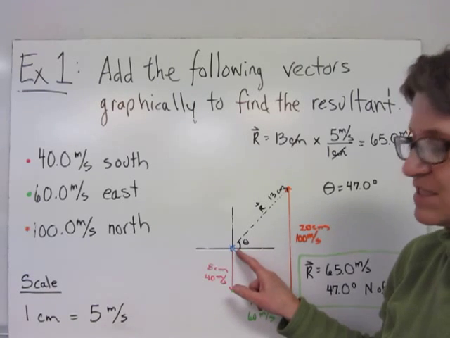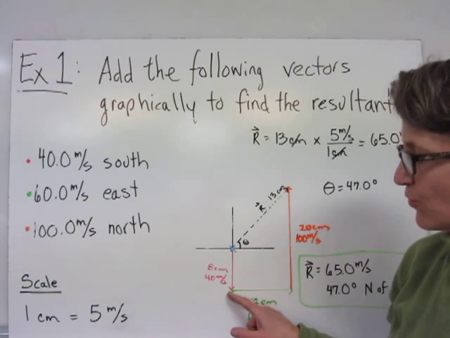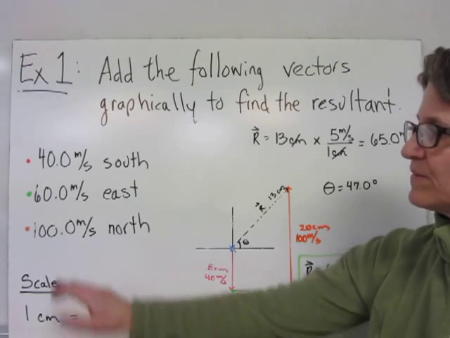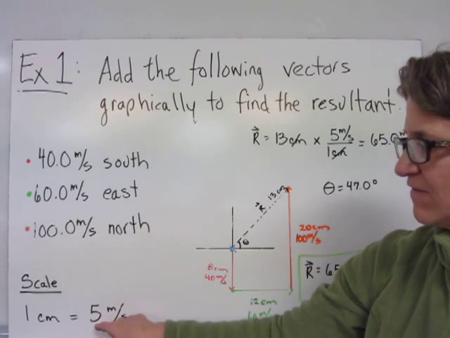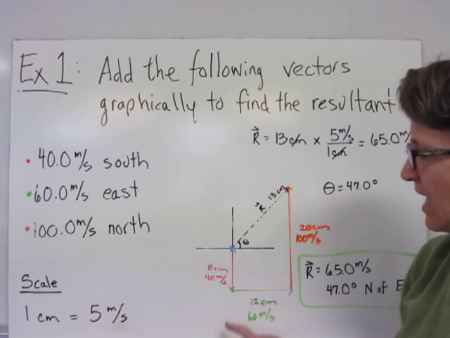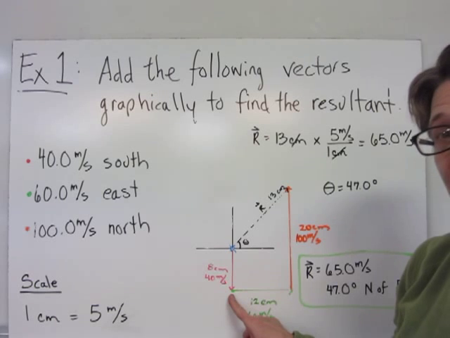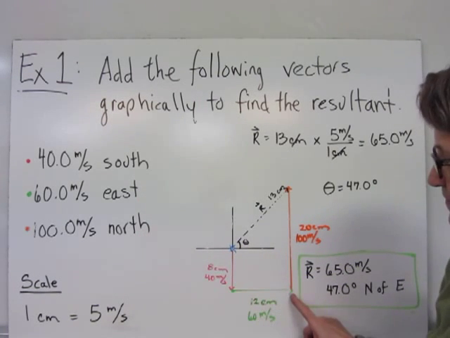Its tail begins at the origin and points towards the south. Super important to put that tip in. Your next vector is 60 meters per second to the east. So 60 divided by 5 is 12. I'm putting the tail of the next vector at the tip of the last one I drew, and I draw 12 centimeters and I put its tip on. Notice it's pointing towards the east.